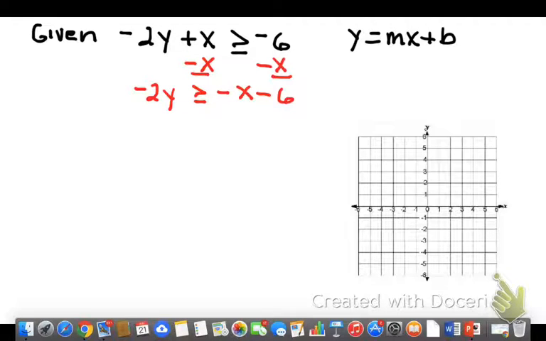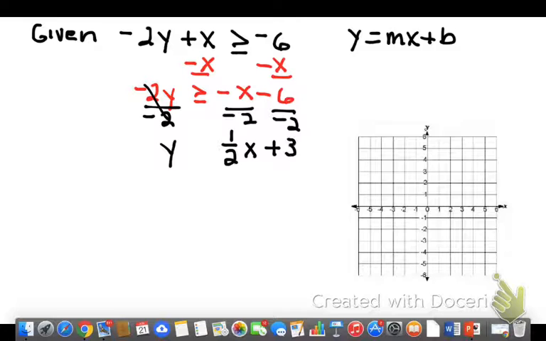Then we're going to divide everything by a negative 2. So y, negative divided by a negative is going to give me a positive 1/2 x, and a negative 6 divided by a negative 2 is a positive 3. And you can see I left the inequality space blank.